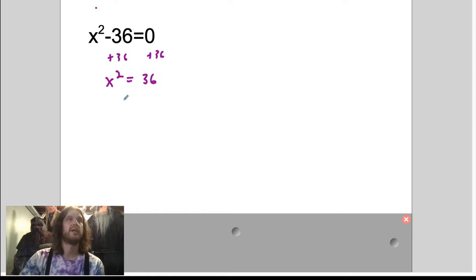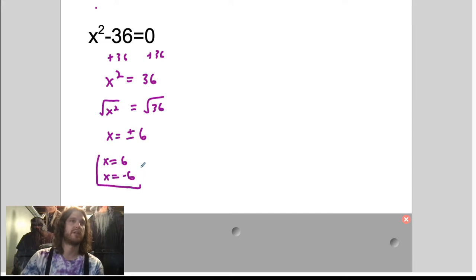Well, you guys probably know that's 6. But you need to remember that you have a positive and a negative solution to consider. So you square root both sides and you get x is equal to plus and minus the square root of 36, which is plus and minus 6. So we have 2 solutions, x equals 6 and x equals -6.